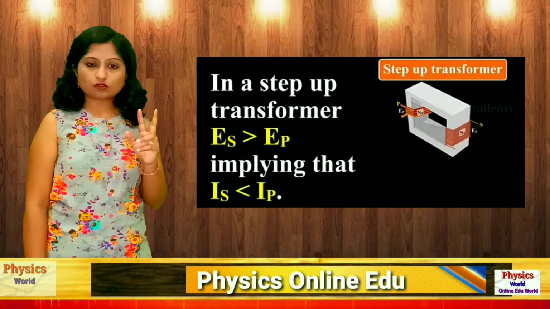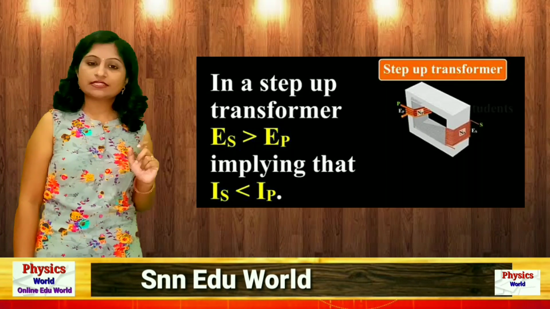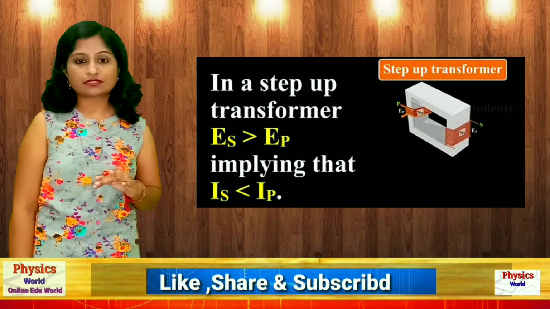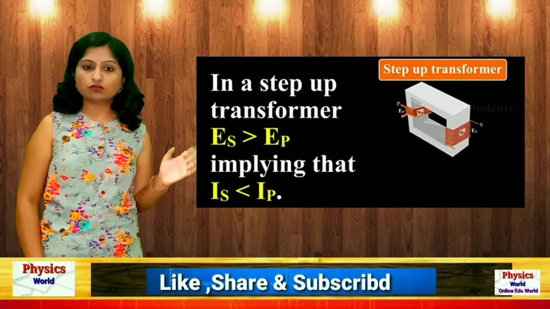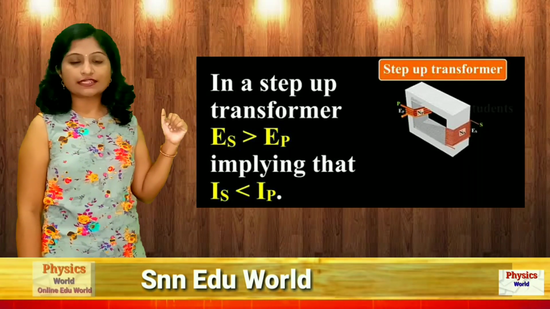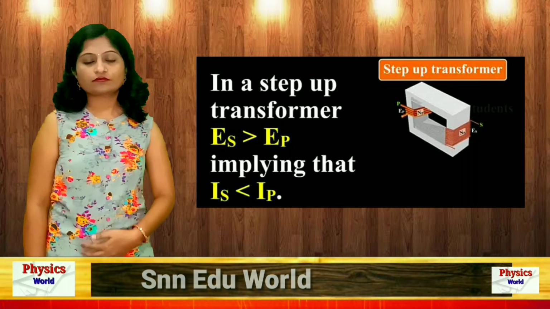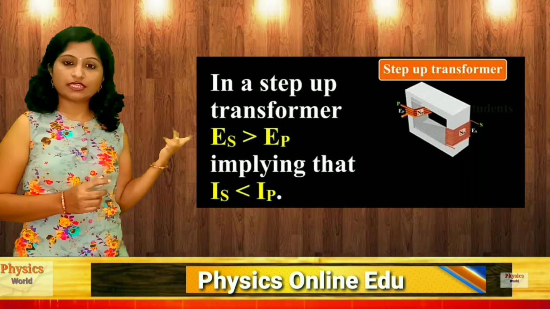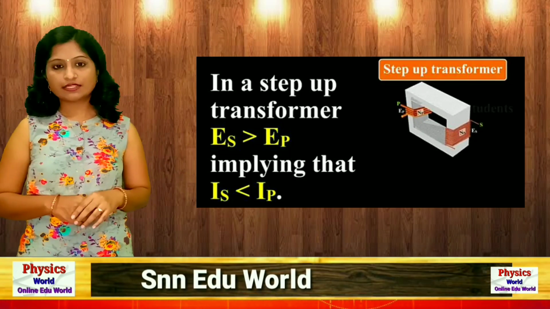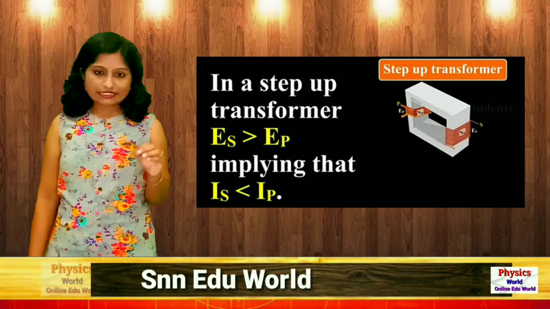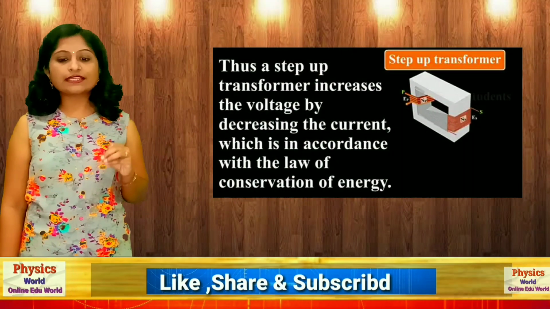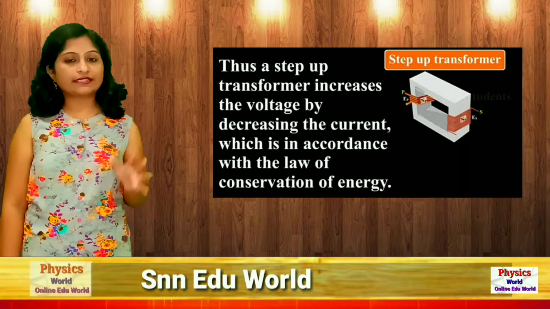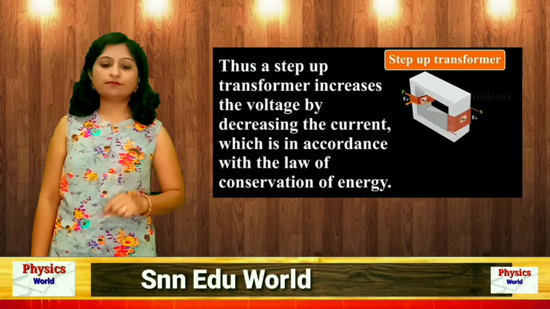We know that the ratio we saw above, ES upon EP is equals to IP upon IS. That means if ES is greater then IP is greater and the ratio changes. Okay. So here ES is greater than EP, hence IS will be less than IP. Okay. So it will decrease the current in the secondary coil. Whenever EMF increases in secondary coil, it will decrease the current in the secondary coil. So step up transformer always increases the voltage by decreasing the current. This is in the step up transformer.